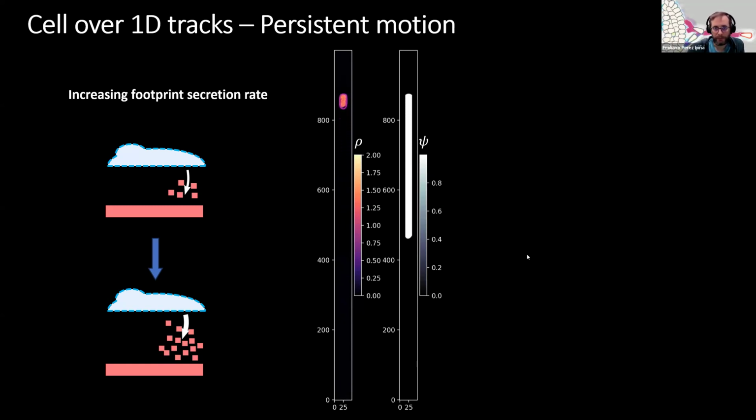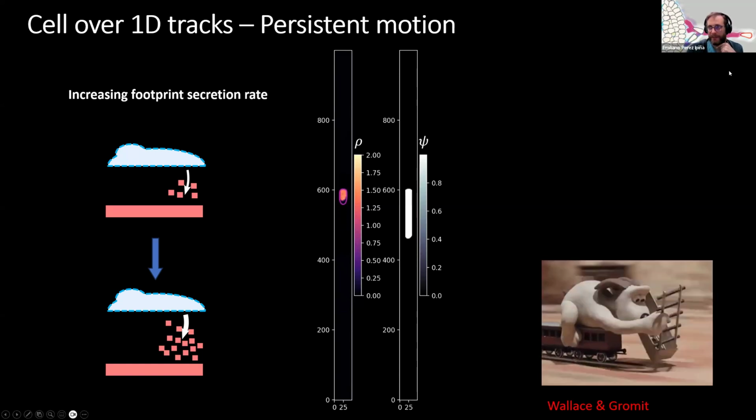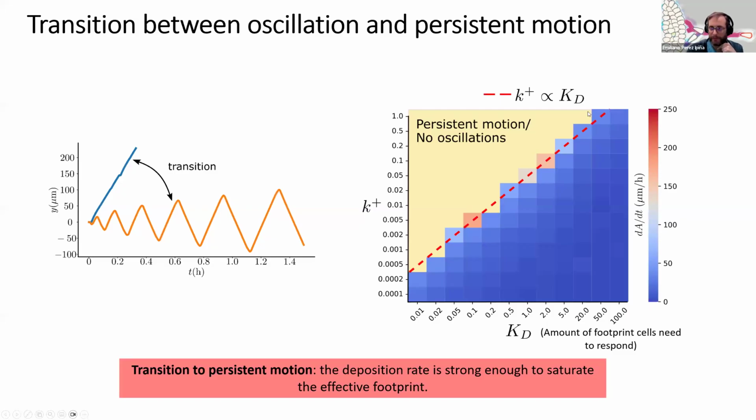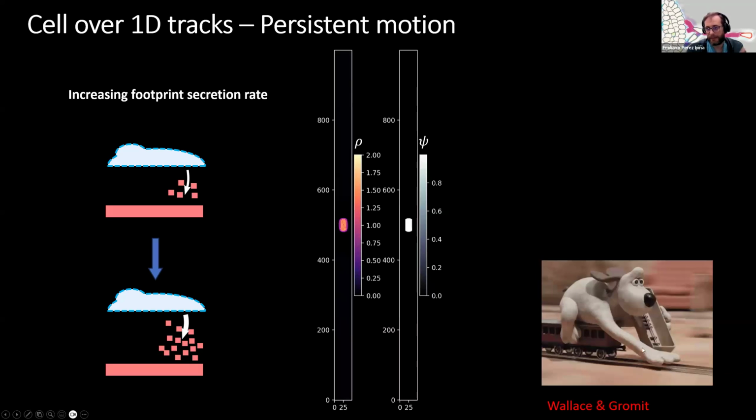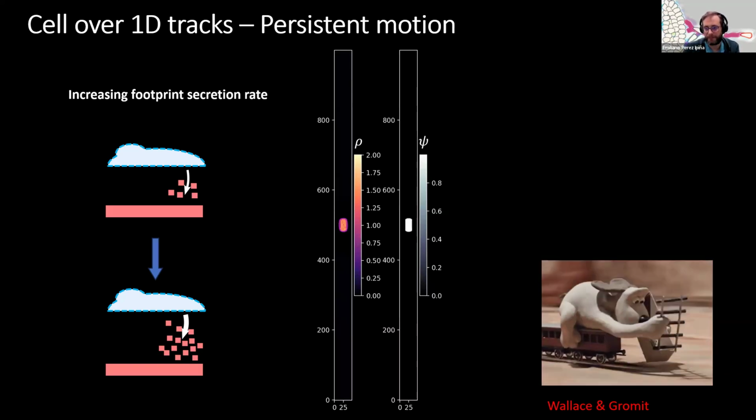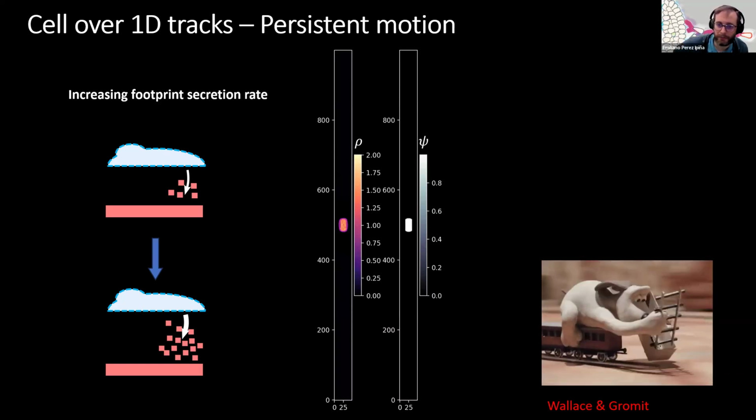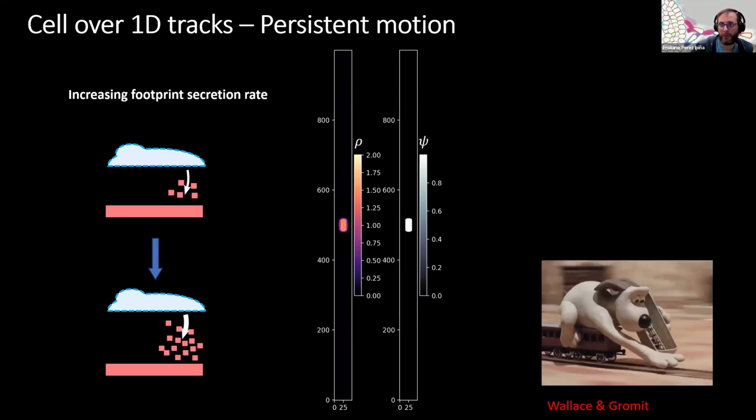There is no oscillation, and this cell is able to move toward regions that it hasn't been before without any problem and keep moving. The reason for that is this cell is secreting so much footprint that it's able to build the necessary substrate to keep moving on its way. And we have a cool cartoon here that kind of represents the idea. So the cell is building the footprint as it goes, and this is only allowed because the cell is secreting so much footprint.